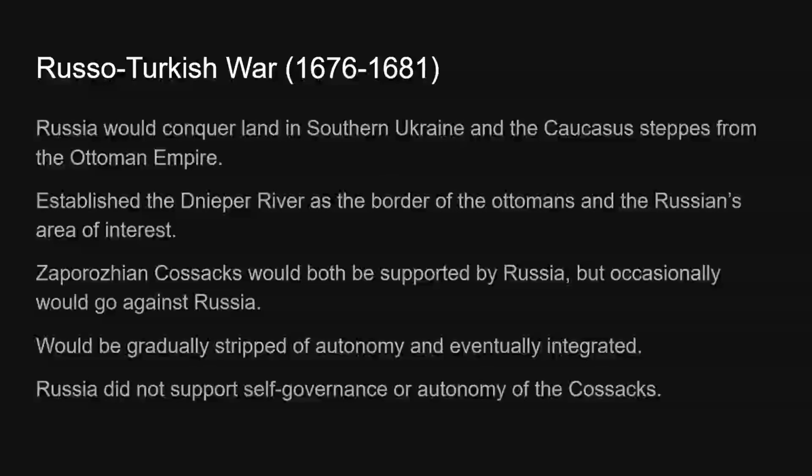Russia would conquer more land in southern Ukraine and would secure land in the steppes of the Caucasus from the Ottoman Empire. This war established the area of interest between the two powers in the region at the Dnieper River. Zaporizhian Cossacks would play a role in the wars. They would be supported by Russia, but on occasion would go against Russia. Over time, the Cossacks would be gradually stripped of autonomy and eventually integrated, as Russia did not support the self-governance or autonomy of the Cossacks.